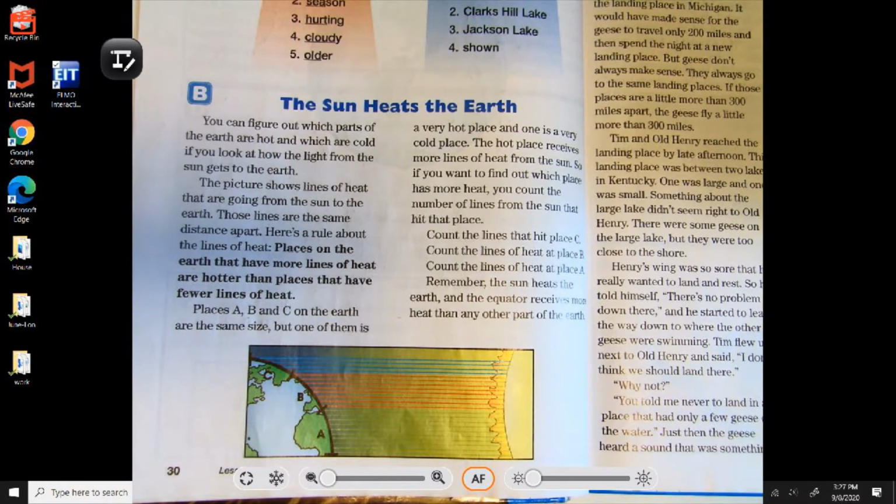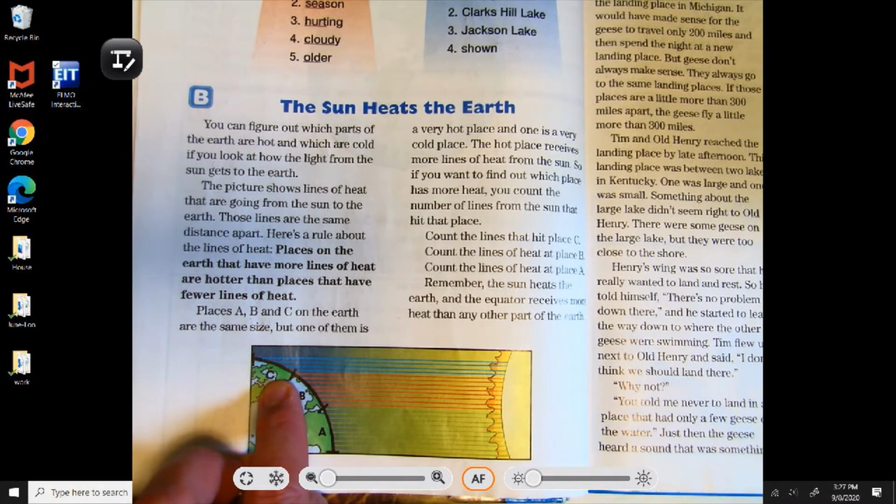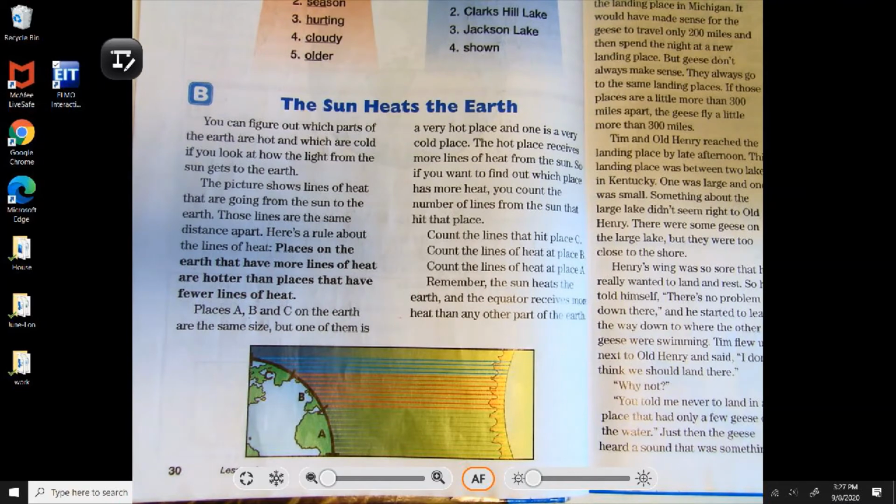Count the lines that hit place C. Everyone take a moment to do that. How many lines are hitting place C? Did you say 4? Now, if another place on Earth had more lines of heat, would that place be hotter or colder than C? Right, it would be hotter.